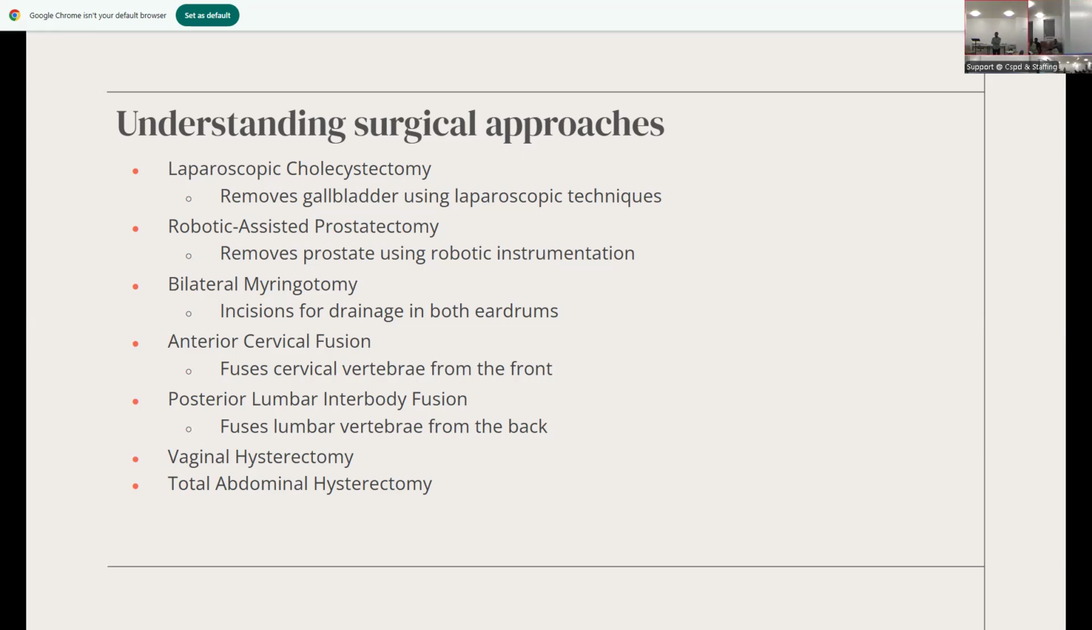Bilateral myringotomy. Myringotomy, bilateral myringotomy. That has to do with what? They cut both. Yes, bilateral means both sides, the left and the right ears. Myringotomy has to do with your hearing, your ear. So they go in there, whether to clean or to take something out.